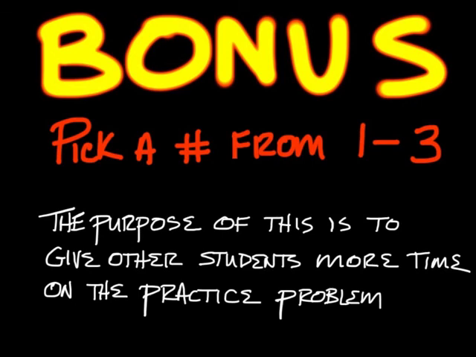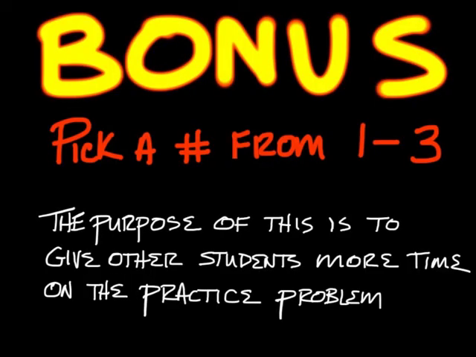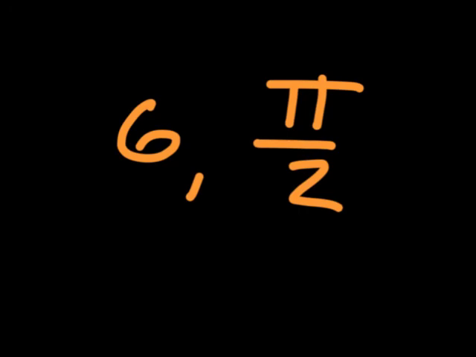Pick a number from 1 to 3 while we wait on everybody else to finish. The bonus number was 1. Pick another number from 1 to 3 while we give everybody some time. Bonus number was 2.